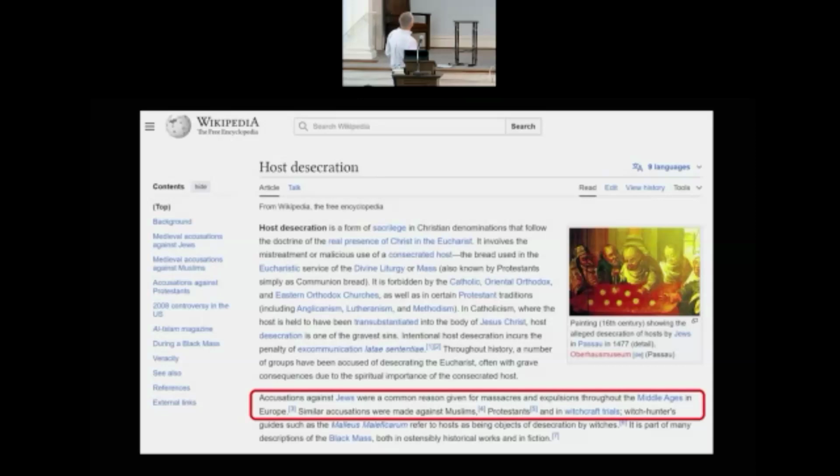The article starts off by saying, host desecration is a form of sacrilege in Christian denominations that follow the doctrine of the real presence of Christ in the Eucharist. In other words, the bread actually is the body of Jesus. It involves the mistreatment or malicious use of a consecrated host, the bread used in the Eucharistic service of the Divine Liturgy or Mass, also known by Protestants simply as communion bread. So there's a term for what you saw there on this painting. It's called host desecration.